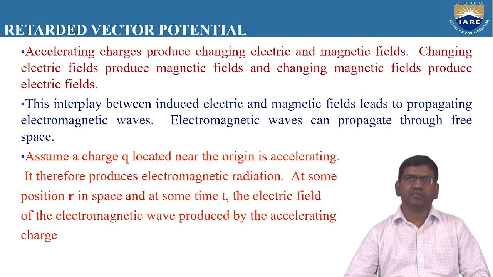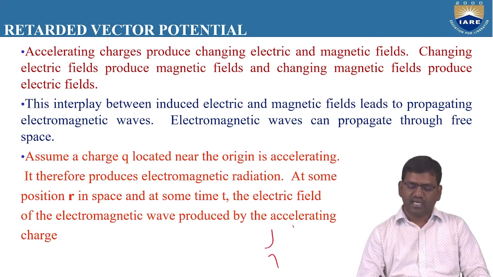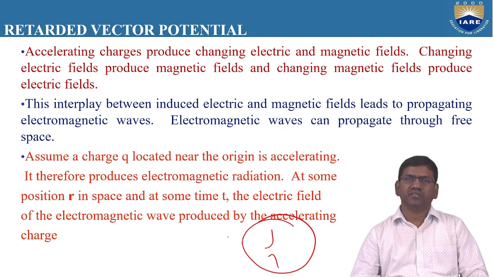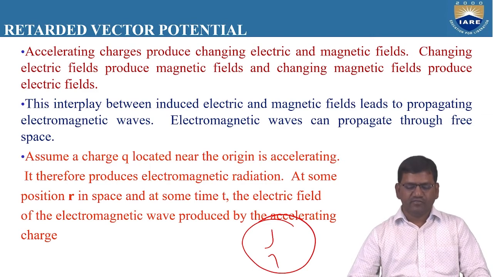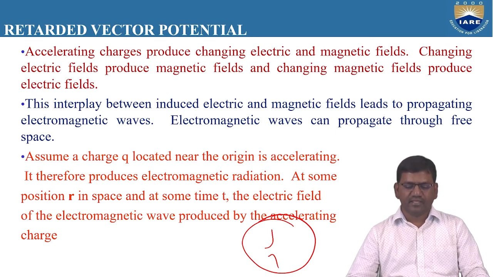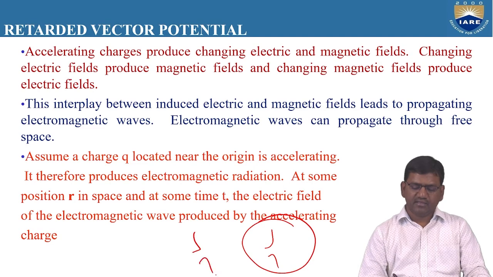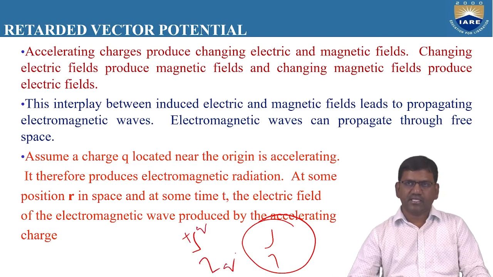Electromagnetic waves can propagate through free space. So these electromagnetic waves will surround the antenna, into the free space. Suppose we take an example, a charge Q located near the origin, is accelerating, it will produce electromagnetic radiation. So suppose this is an antenna, and there is a charge Q here, and another charge minus Q here.